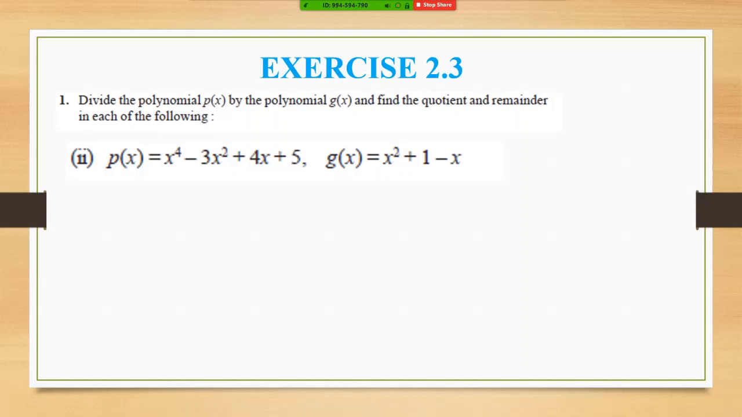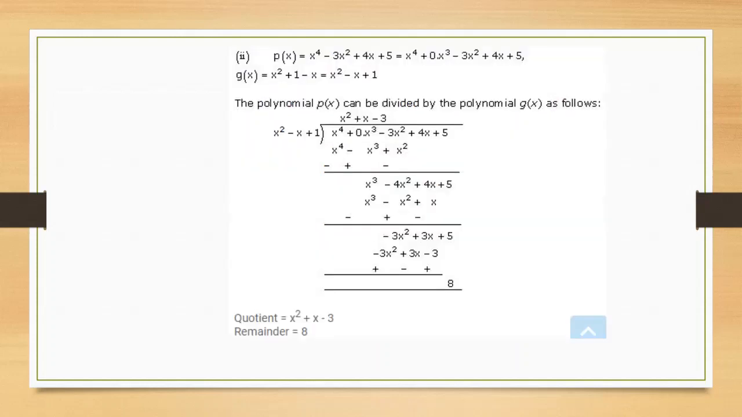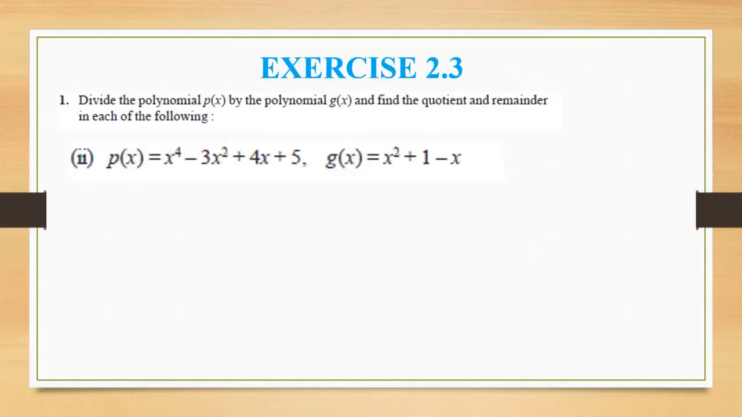Do this and give me the quotient and the remainder. Ma'am, the question is x square plus x minus 3. The quotient is x square plus x minus 3 and the remainder is 8. Perfect. Others? One more minute to you. Who answered this, please? Ma'am, Sunidhi. Sunidhi, wonderful. Very good.